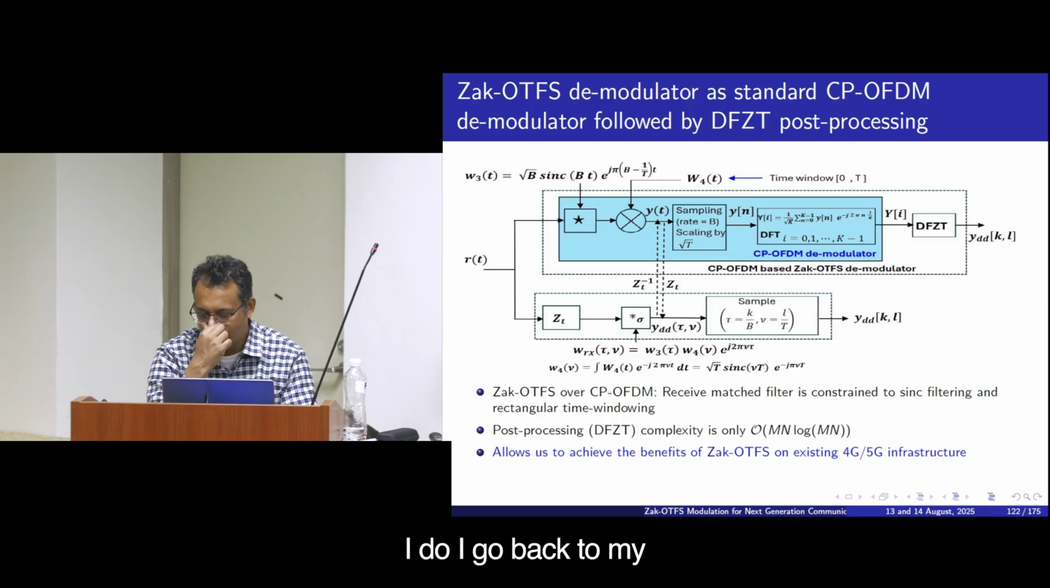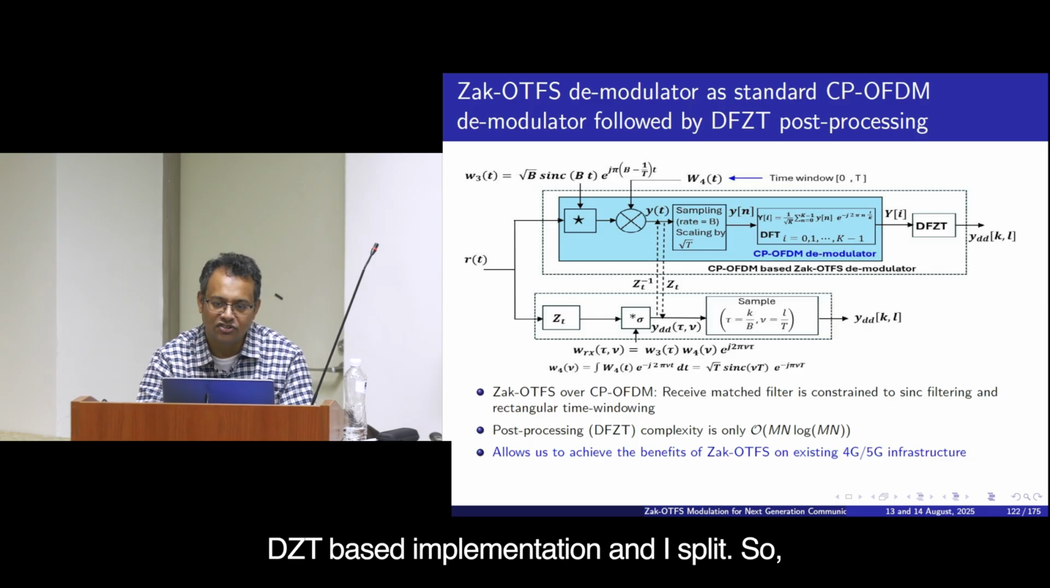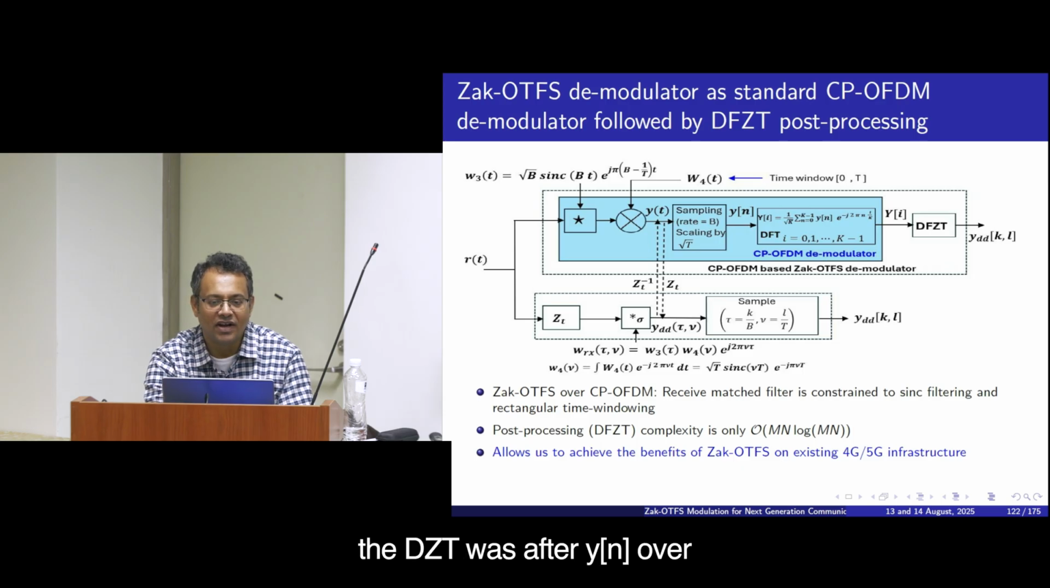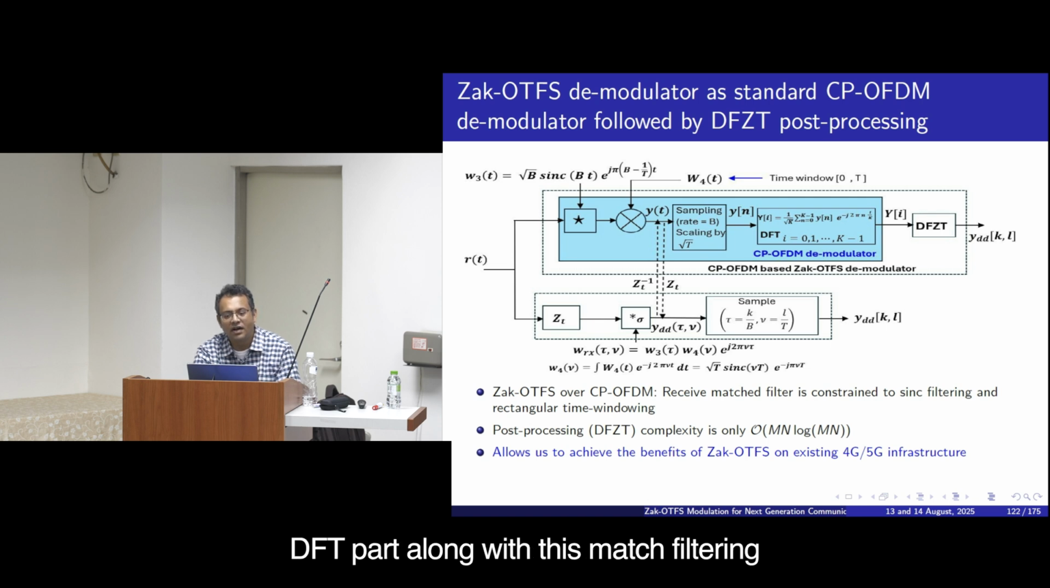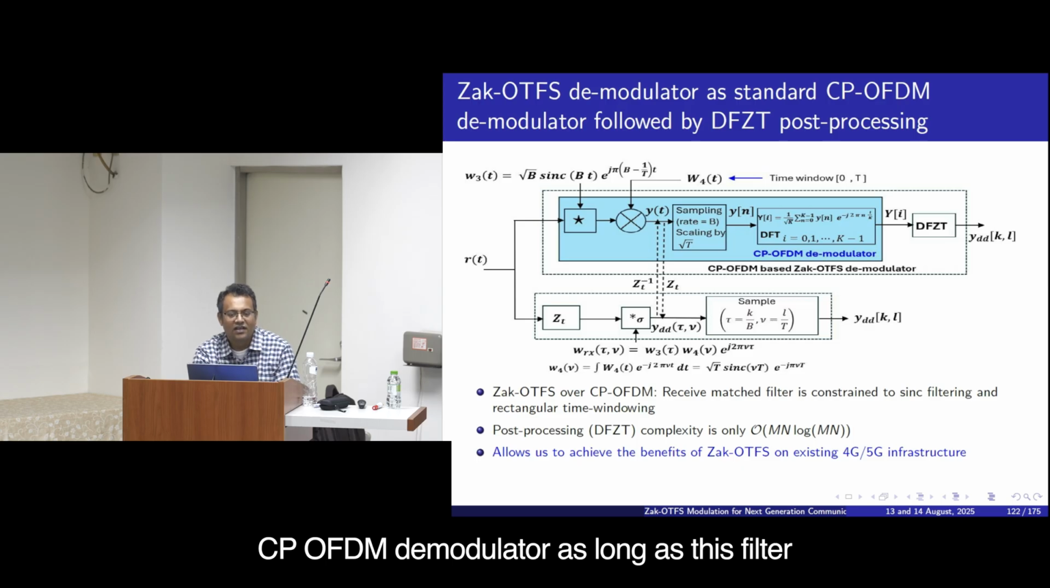I go back to my DZT based implementation and I split. So the DZT was after Yn over here, right. I split it into DFT followed by DFZT. So you have Yn, you do a DFT and then this thing, right. And then the DFT part along with this match filtering, it turns out is nothing but your CP-OFDM demodulator, as long as this filter is the sinc filter.